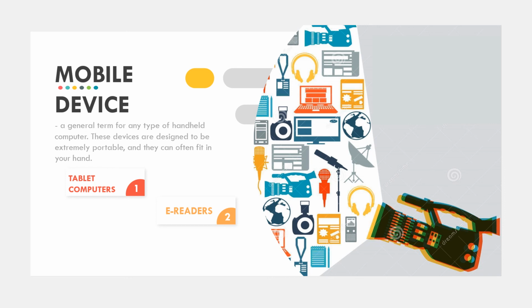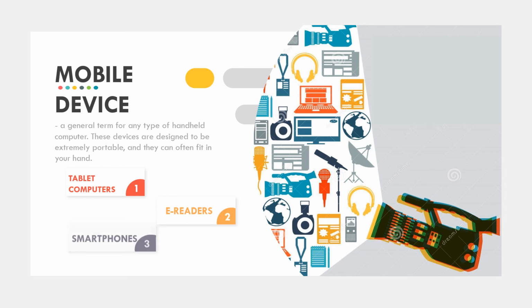The second one are e-readers or e-book readers. These are similar to tablet computers, except they are mainly designed for reading e-books, digital or downloadable books. Notable examples include the Amazon Kindle, Barnes and Noble Nook, and Kobo.